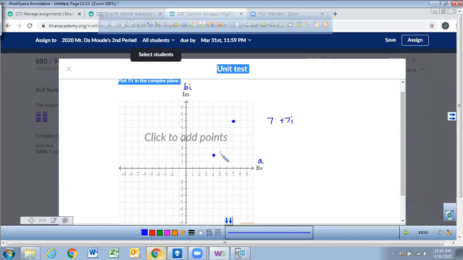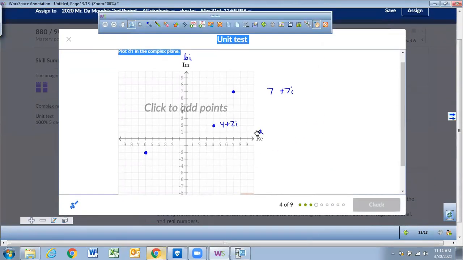This point right here we would call 4 plus 2i. This point right here, hopefully you guys can see it okay on your end. I don't know what resolution you have. I can see it clearly on my end, but I don't know if you guys can see it on yours. But this is -6 minus 2i.